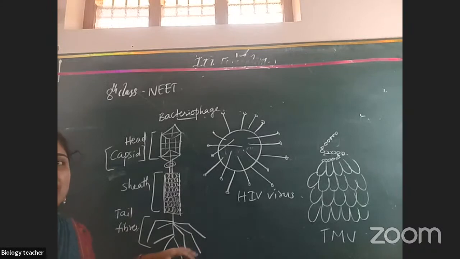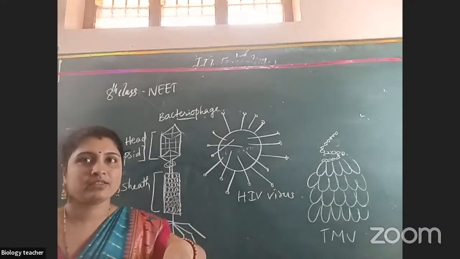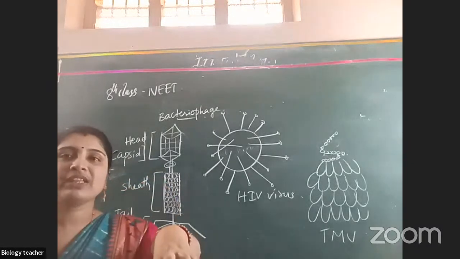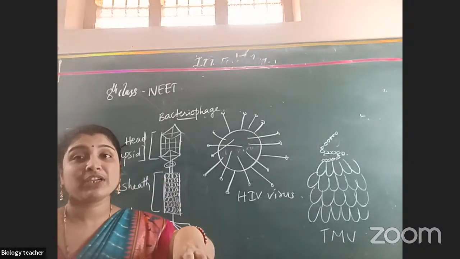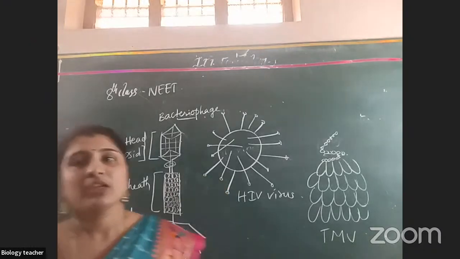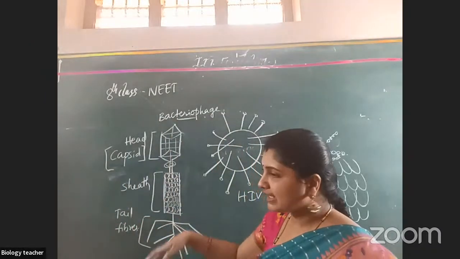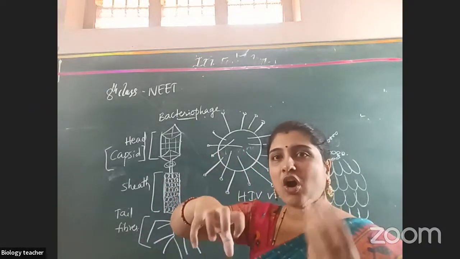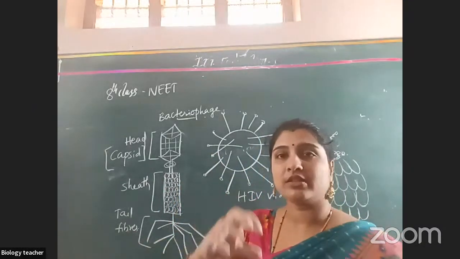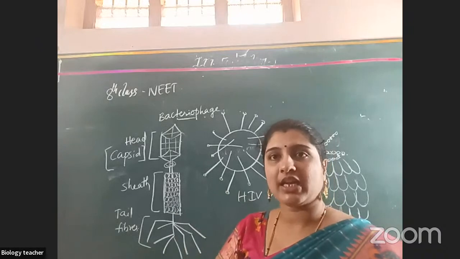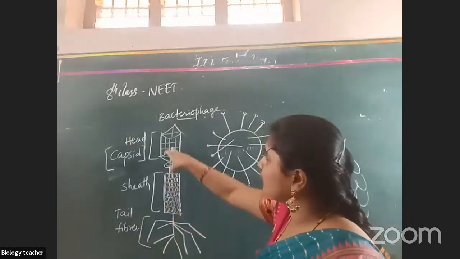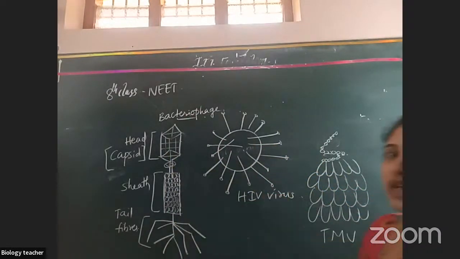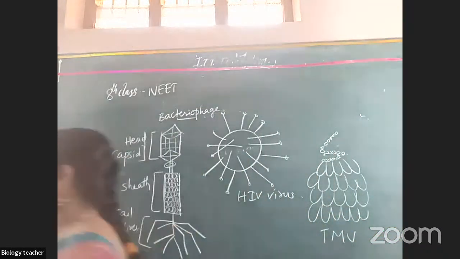With these tail fibers only, it fixes. The tail fibers attack and fix to the living organism. This is a bacteriophage. So what is this virus doing? It is attacking with the tail fibers like this. It will attack, and it takes all the nutrients, DNA, and everything from here to here. And this is known as what? Coronavirus.